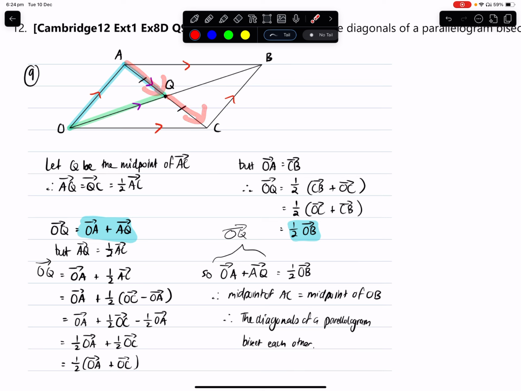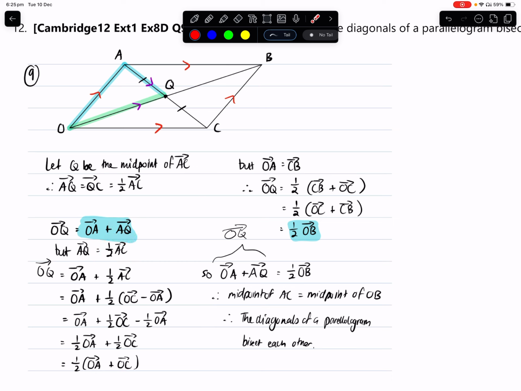Wait, no, sorry. OQ is equal to OA plus AQ, but AQ, which is this vector, is half of AC, which is this vector. Okay, that makes more sense. So that means OQ, this vector here, instead of going OA plus AQ, it's OA plus half AC. So that AQ is now replaced by this.